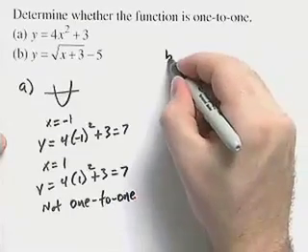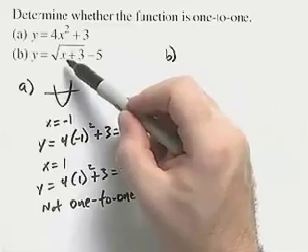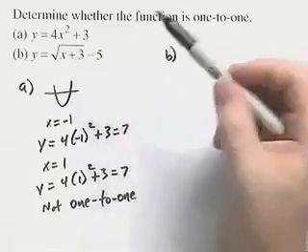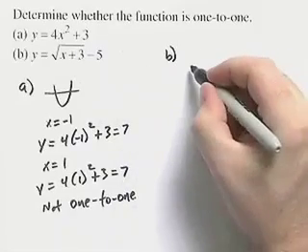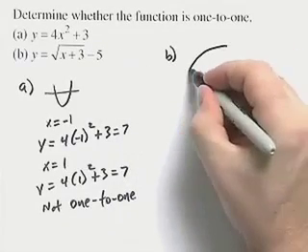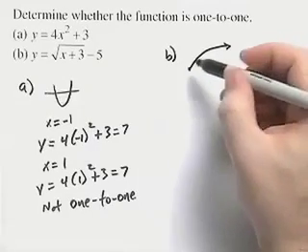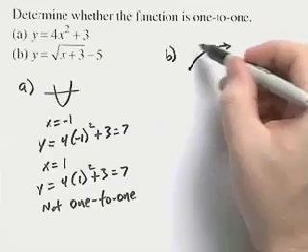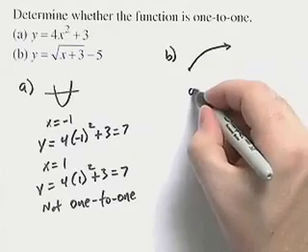For our second function, we've got a square root function. Keep in mind our techniques for shifting, reflecting, and stretching that we used when we did transformations. The square root function, if we graphed it, would look something like this. If we were using the horizontal line test, we could see that there's no place along this graph where we could put a horizontal line that would hit the graph in more than one spot. So the function is one-to-one.